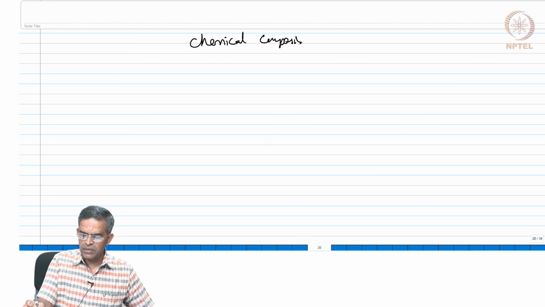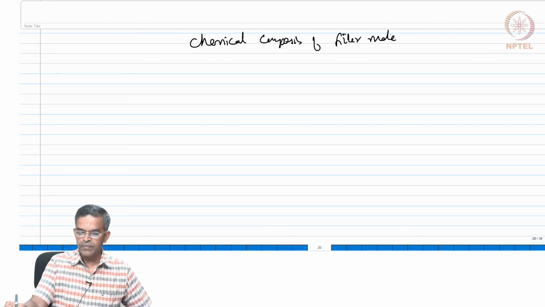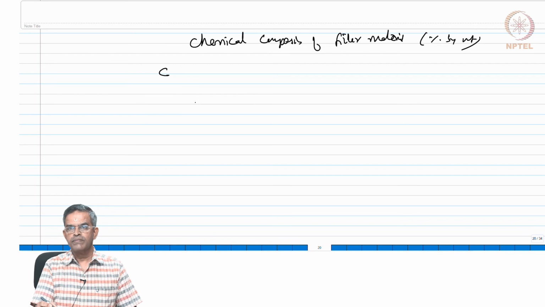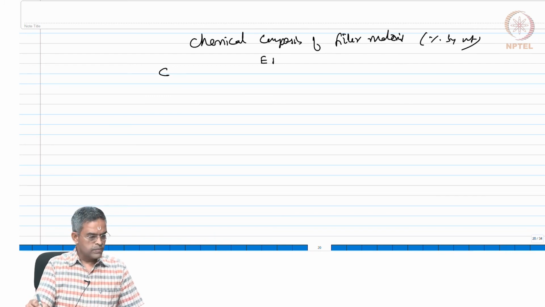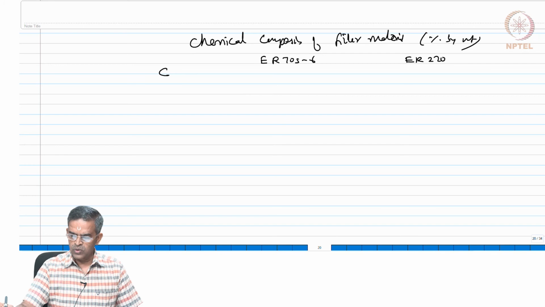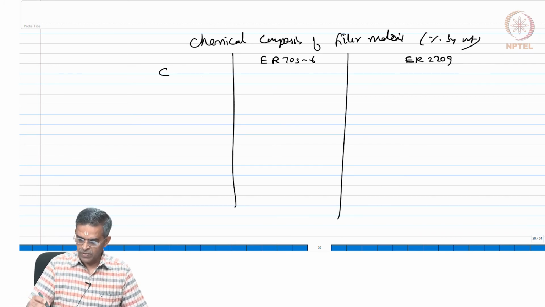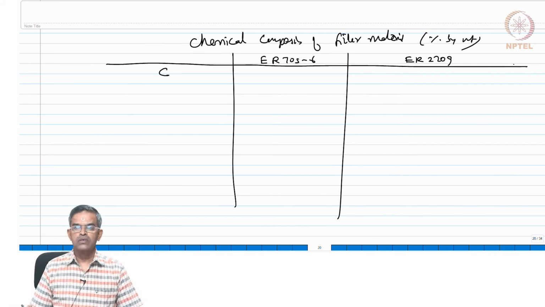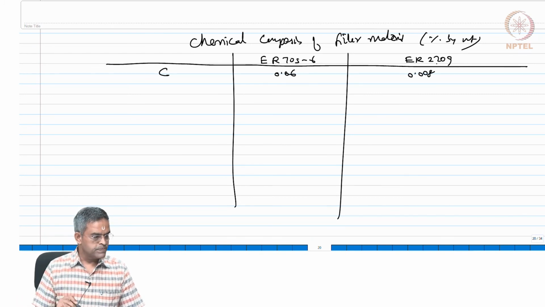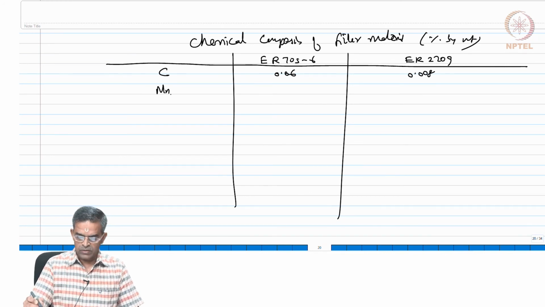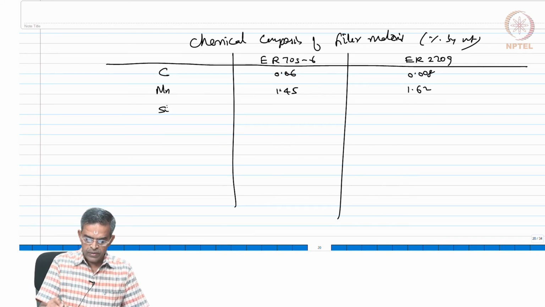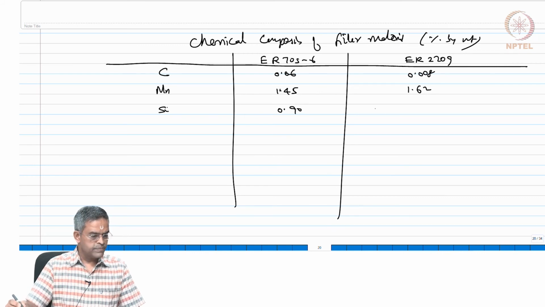The chemical composition of the filler material is shown in percentage by weight. Okay. It has got carbon. ER70S6 and ER2209, in fact there are two filler materials. I am giving the values of both filler materials used in our research. Carbon is about 0.06, here it is 0.008. Manganese is 1.45, this contains 1.62. Silicon 0.9 and 0.49.